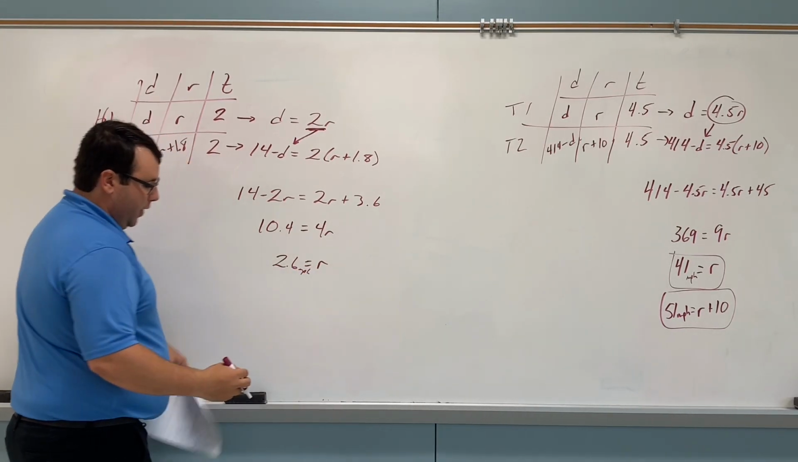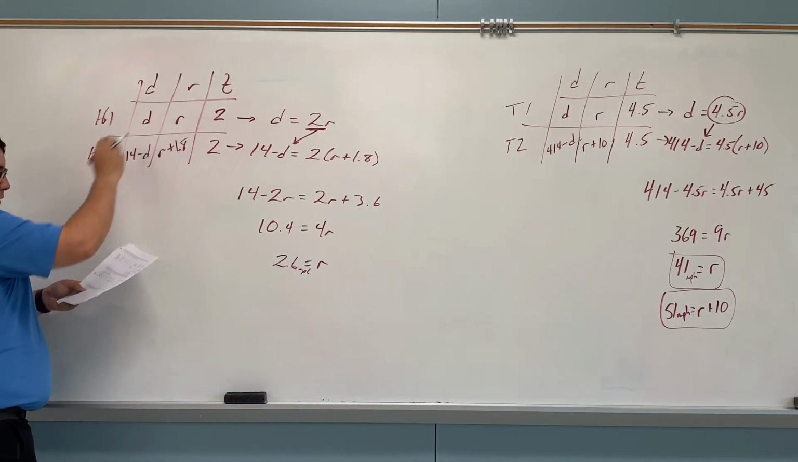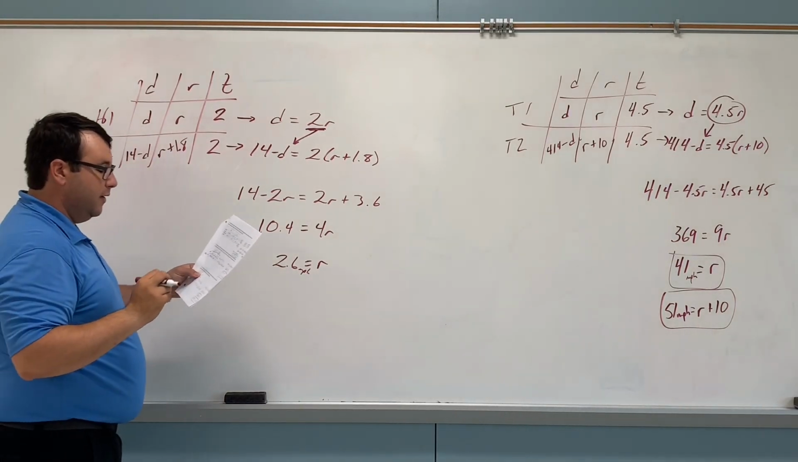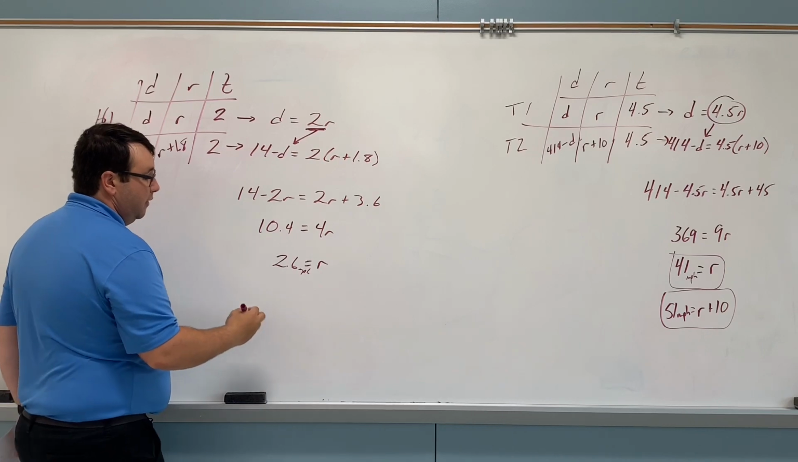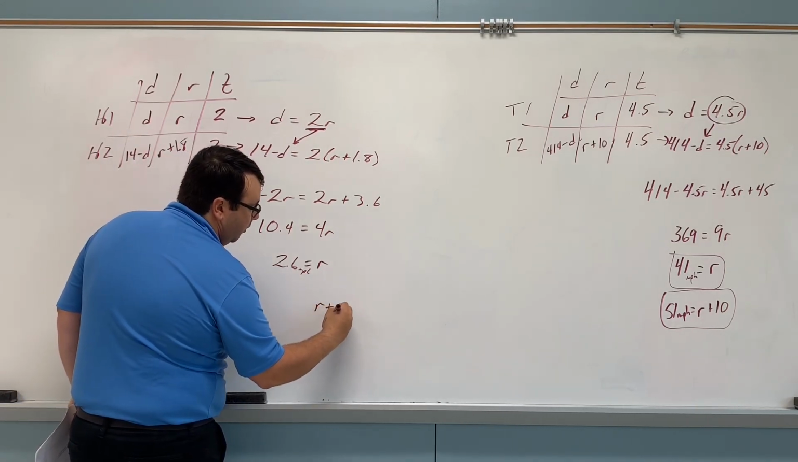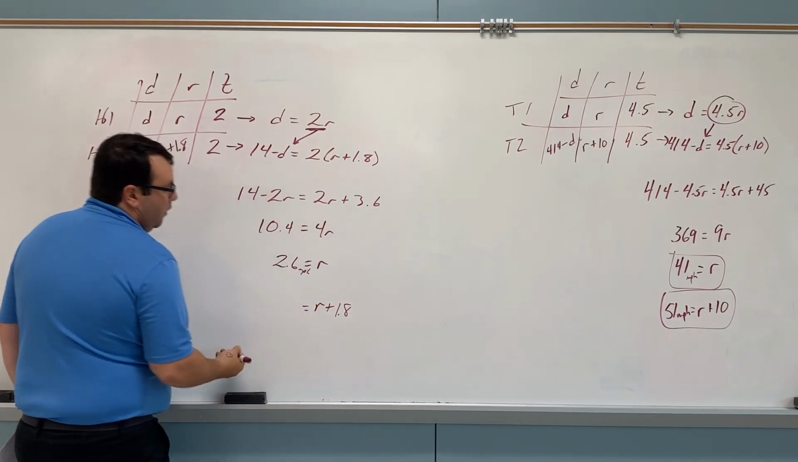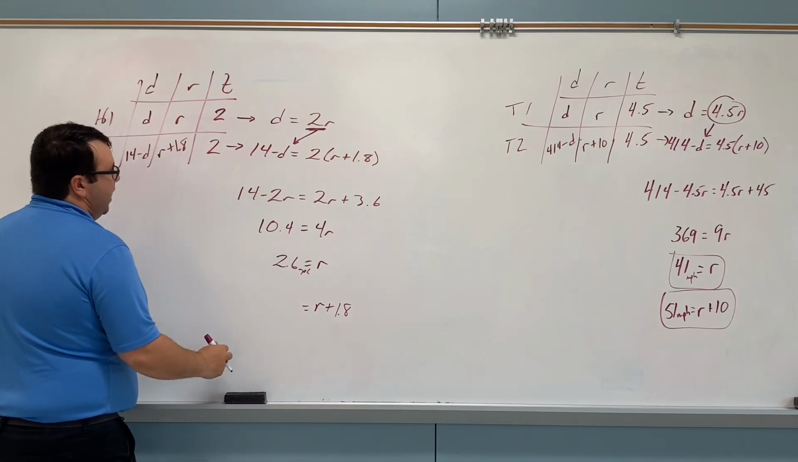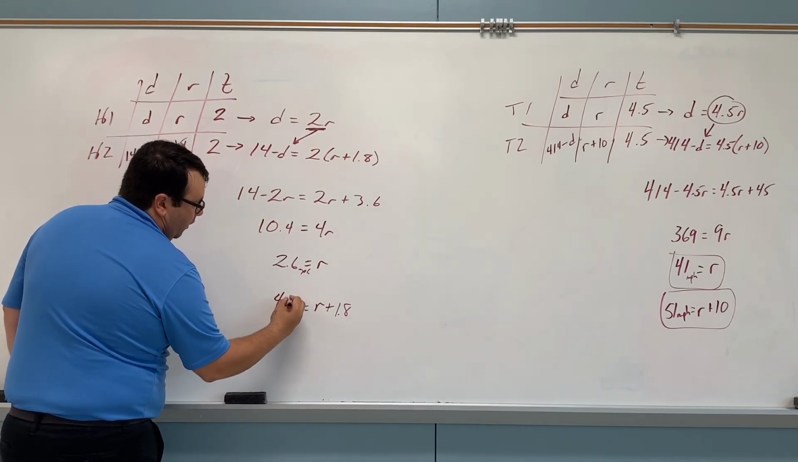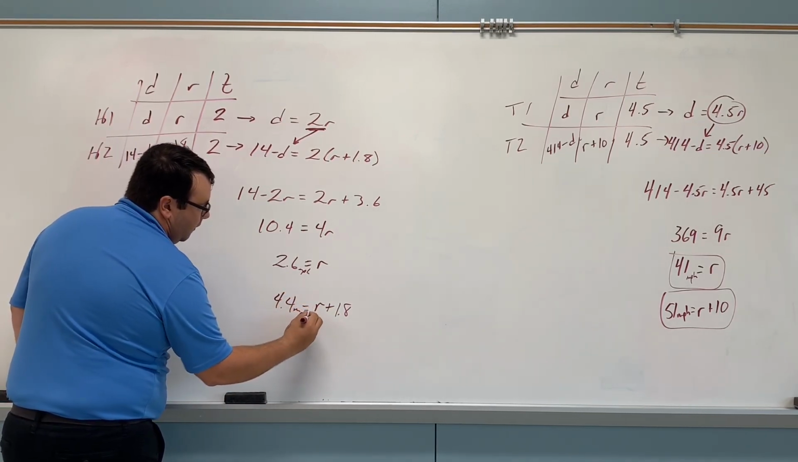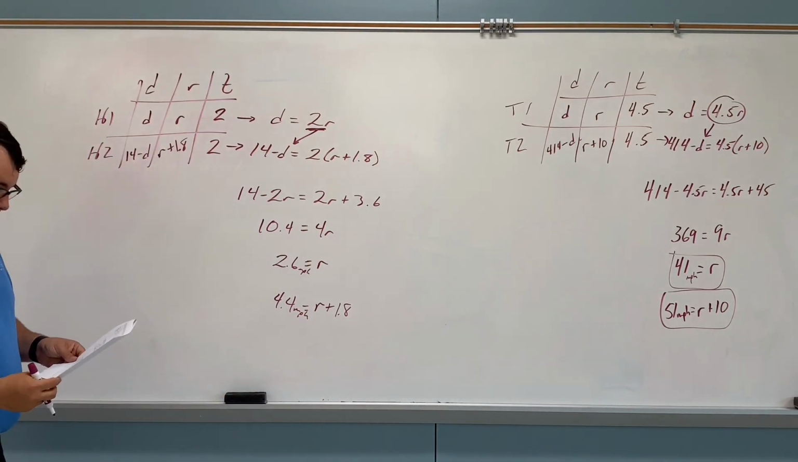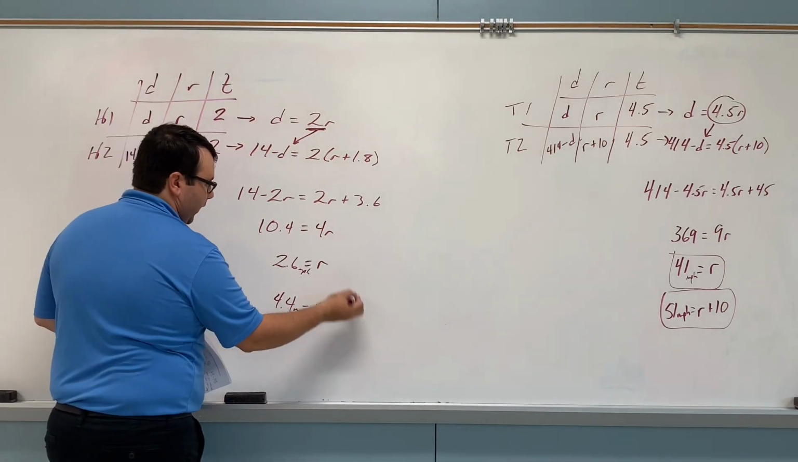Now, I found this rate of the first hiker. The question is, find the rate of each hiker. So I need the second one as well. That's R plus 1.8. So 2.6 plus 1.8 gives you 4.4 miles per hour. That is it.